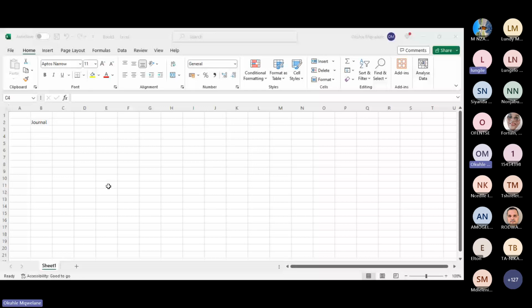Can you guys see my screen? Yes, we can see your screen. We need you to open the journal for us. Can you see what I've opened now? There's only a journal. Okay, I'm going to copy this. This is a journal that we were working on Sunday night.